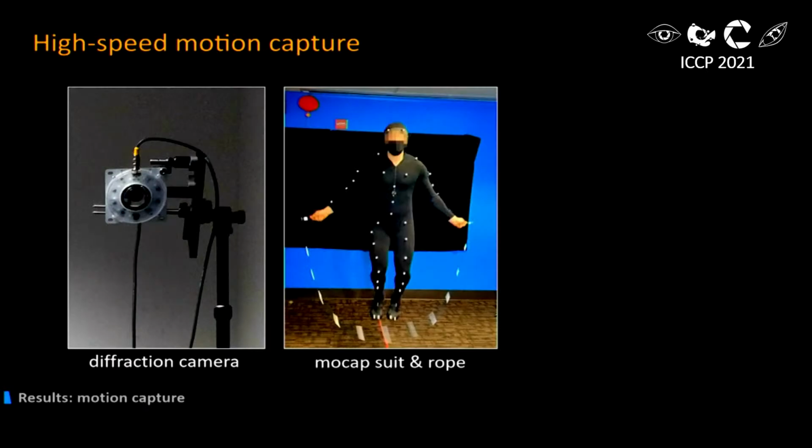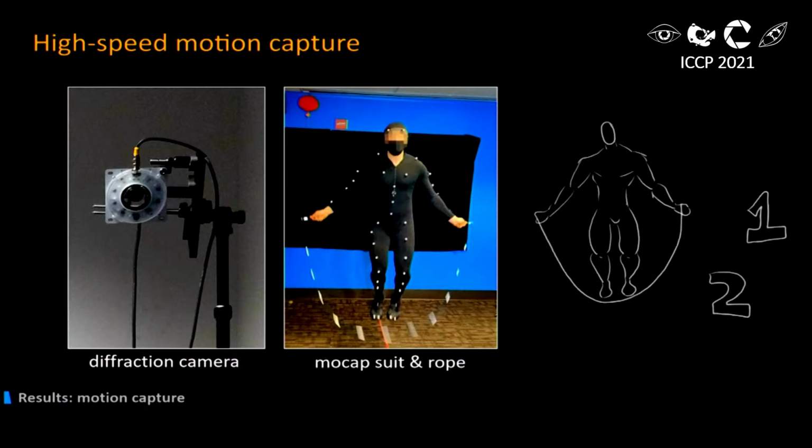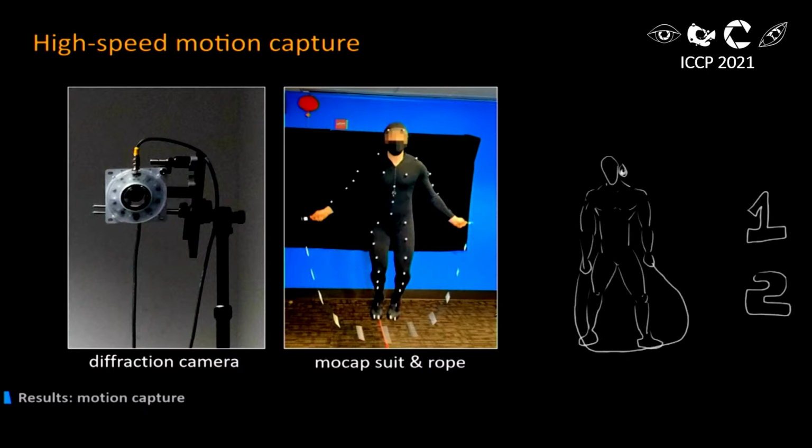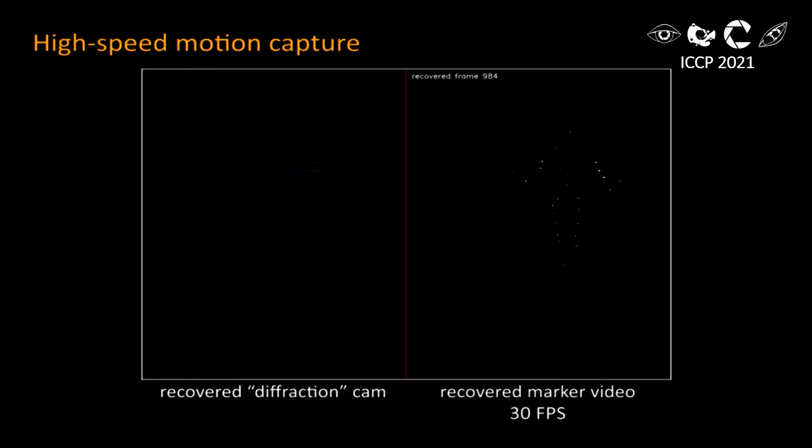In this motion capture scene, the actor is performing a fast rope skipping exercise in which the rope makes 2 passes under the actor's feet per jump instead of just 1. Both actor and rope are fitted with retroreflective markers. Here's the video captured using our system at 1000 FPS. Here is the recovered video sped up to 30 FPS, and here is 1000 FPS. Notice the first revolution of the rope under the feet, and here comes the second revolution just now.